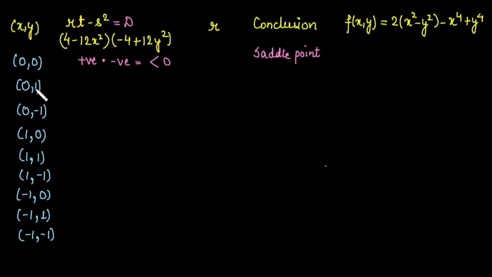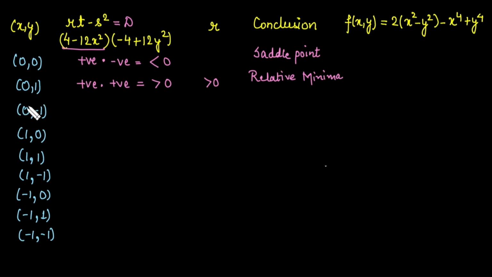For the second point, 0, 1 means when x is equal to 0, this is positive. When y is equal to 1, this term is again positive. Positive into positive is greater than 0. In case discriminant is greater than 0, we need to observe the behavior of r, and r is equal to 4 minus 12x square. In this case, at this point is positive, it means r is greater than 0. So this point is relative minima.